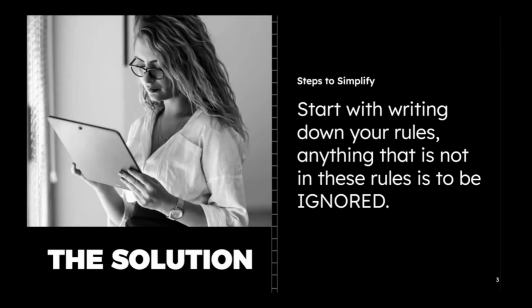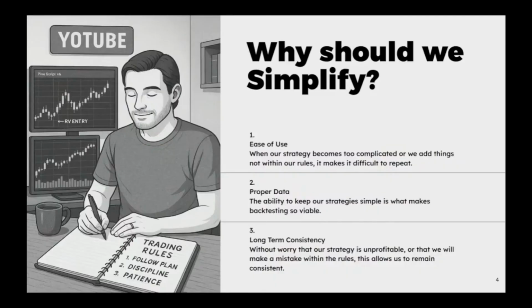Now, going into steps to simplify, the solution: simplify your strategy by writing down your rules and ignore anything that is not within the confines of the things you've just written down. And then finally, let's go over why we should simplify. The first one I have there is ease of use. We talk about consistency a lot. And one of the things that people get wrong so often is that they try to overcomplicate their strategy and they make it impossible for them to actually get those consistent results.